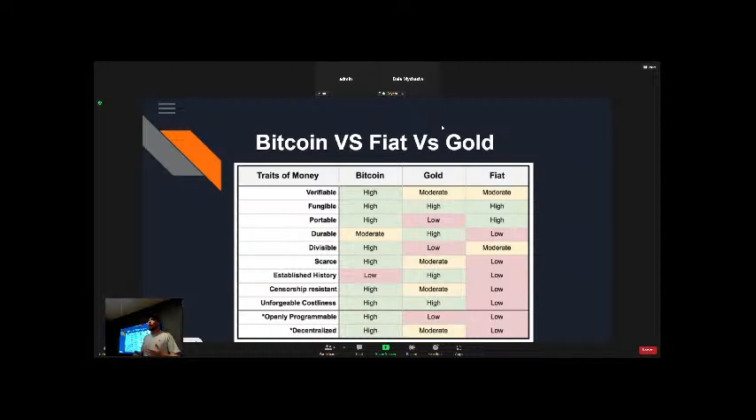Bitcoin's highly portable, again, as long as you have that private key and stuff, right? Gold's low. Obviously, you're not going to carry around a bag of gold with you to pay for stuff. I mean, gold is heavy. It's one of the heaviest elements, right? So definitely not very portable. Fiat, we have credit cards nowadays. Same thing as carrying your phone. You can also just have it in your phone too.